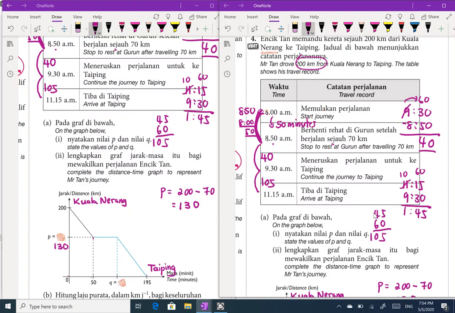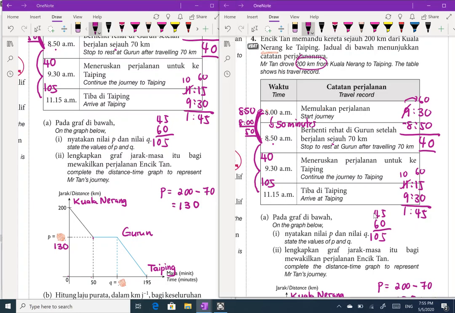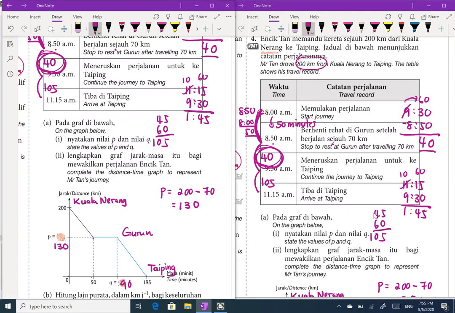Now I want to know what is my Q. I stop to rest at Kurong. After traveling 70, I only start my journey at 9:30. So here is 50, and this one is 40. That means 50 plus 40 is 90. I check, 90 plus 105 is 195, so it is correct. State the value of P and Q.